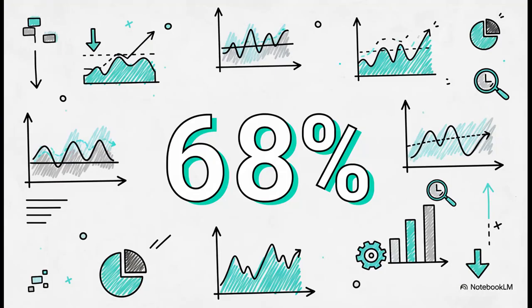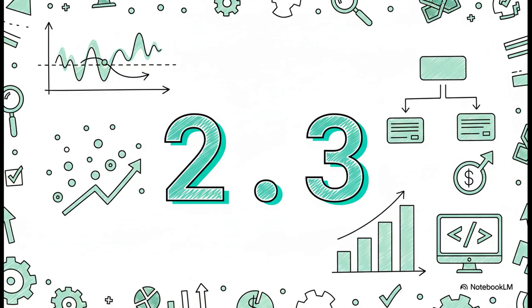And the first number that just jumps off the page is the win rate. At 68%, we're talking about more than 2 out of every 3 trades being profitable. That's a really strong sign that the strategy might have a real statistical edge. But hey, a high win rate isn't the whole story, right? We also have to look at the profit factor. And a number like 2.3 is huge.